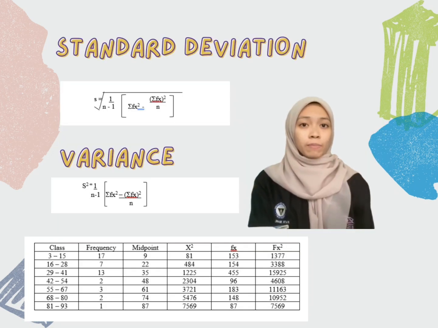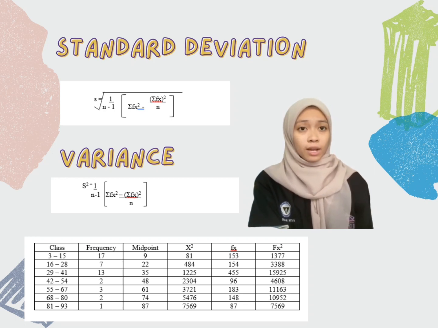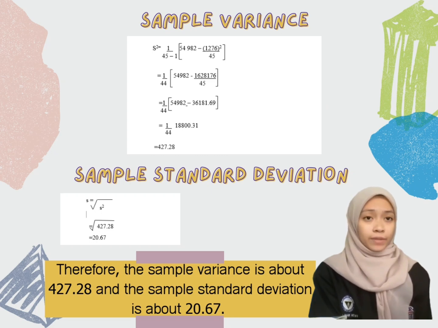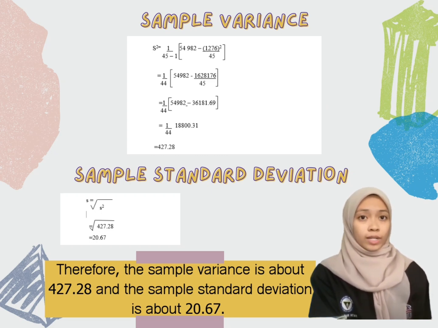First, the formula of sample variance is S square equal to 1 divided by the number of samples minus 1, in bracket sigma fx square minus in bracket sigma fx square divided by the number of samples. So, if we take a look at the example given, S square equal to 1 divided by 45 minus 1, in bracket 54982 minus in bracket 1276 square divided by 45.